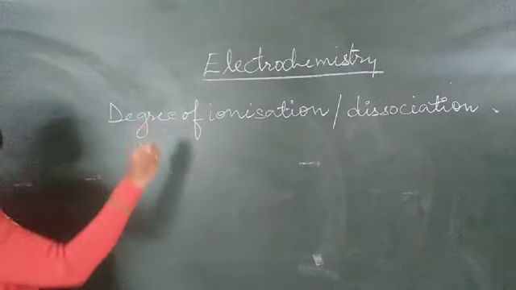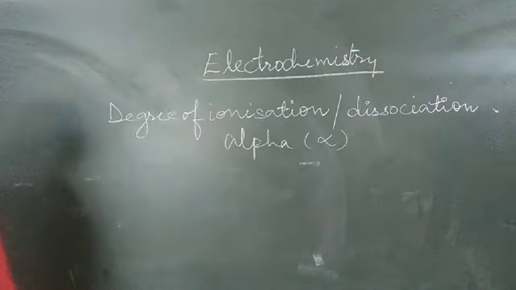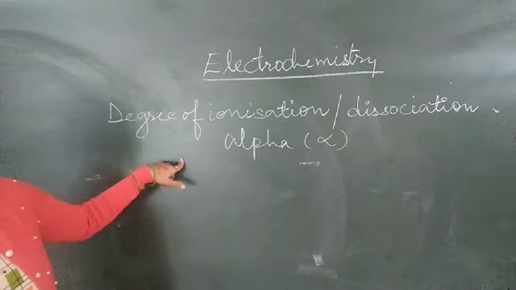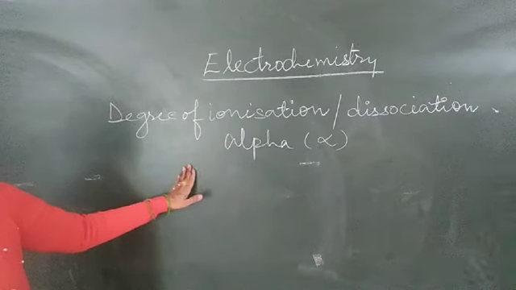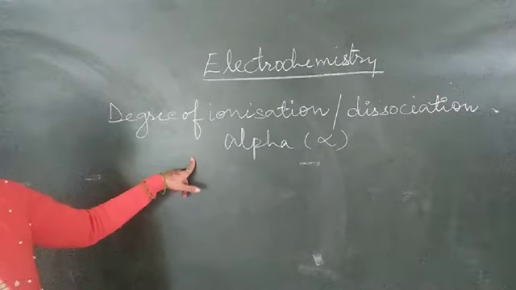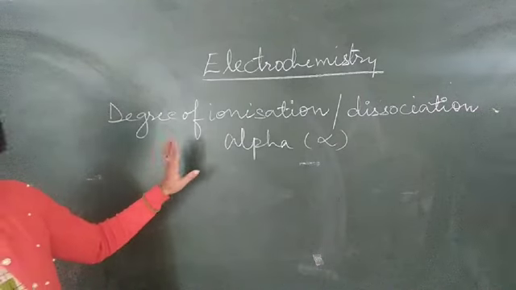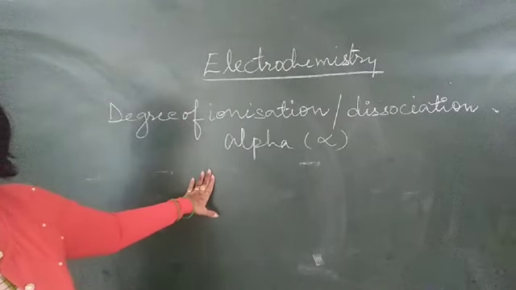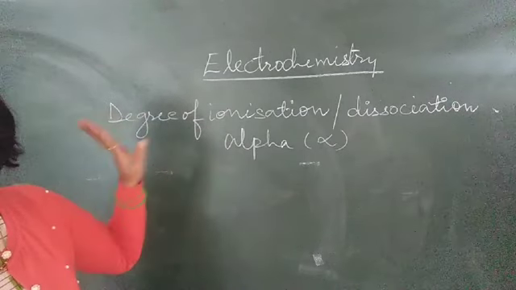Now the degree of ionization or dissociation is designated by the term alpha, okay? And it is a fraction. It is defined as the fraction, meaning how many electrolytes you have. This term is related to the ionization property of weak electrolytes or strong electrolytes. We have already discussed the strong electrolyte and the weak electrolyte. Strong electrolytes are those which completely ionize, whereas weak electrolytes are those which do not ionize completely in the aqueous solution, okay?